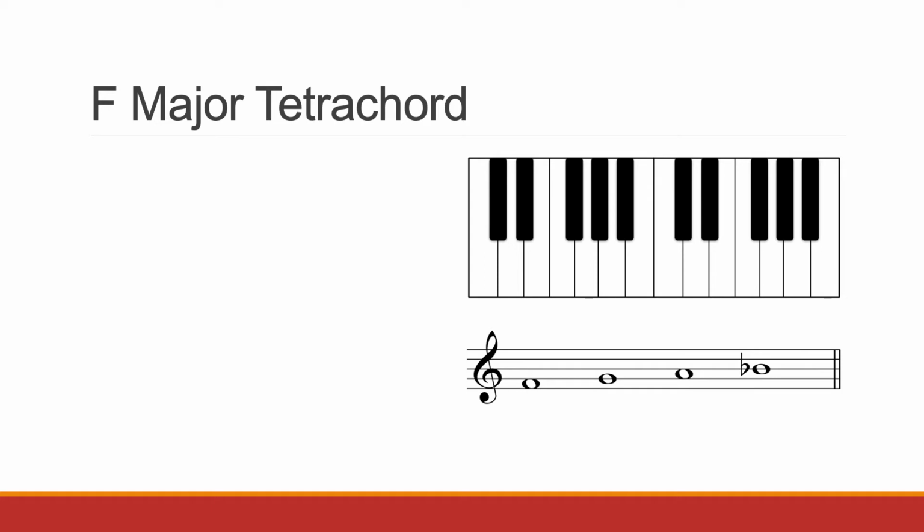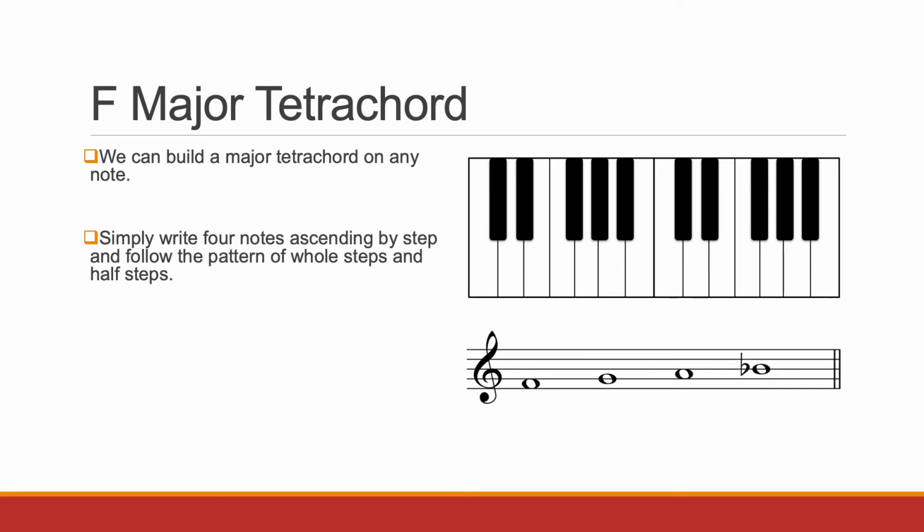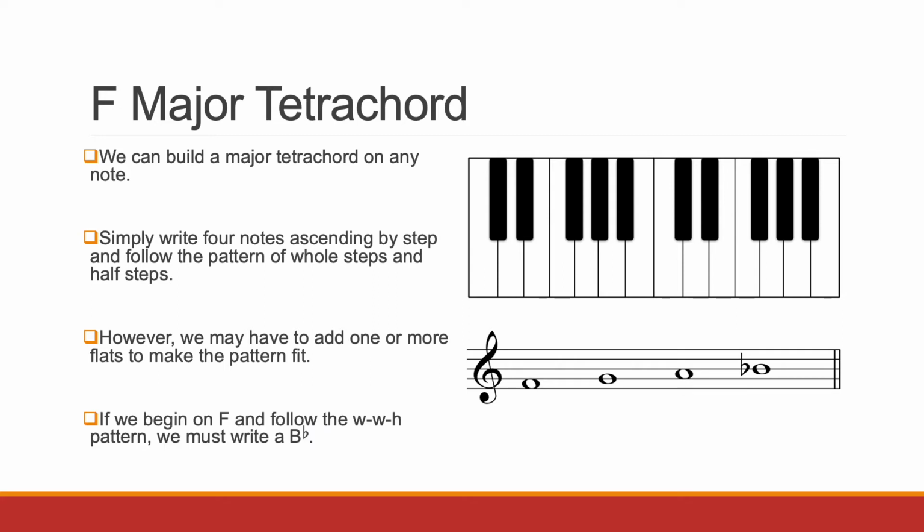F major tetrachord. We can build a major tetrachord on any note. Simply write 4 notes ascending by step and follow the pattern of whole steps and half steps. However, we may have to add 1 or more flats to make the pattern fit. If we begin on F and follow the whole, whole, half pattern, we must write a B flat. So starting on F, we have whole, whole, half, and you can see that B flat. And that major tetrachord sounds like this.